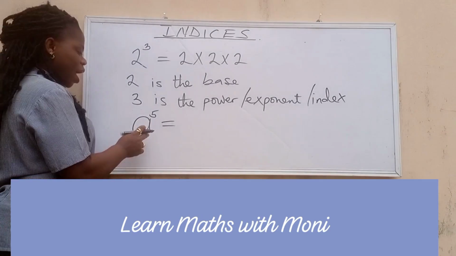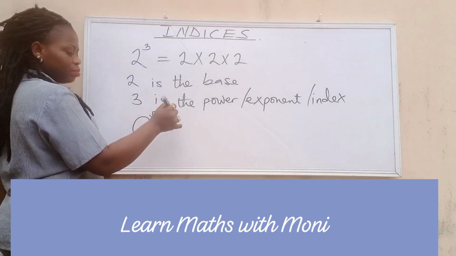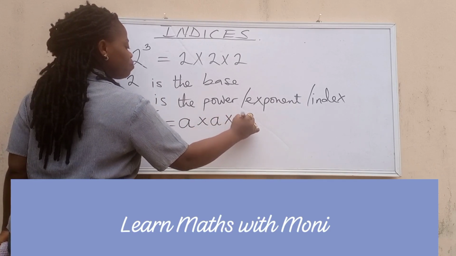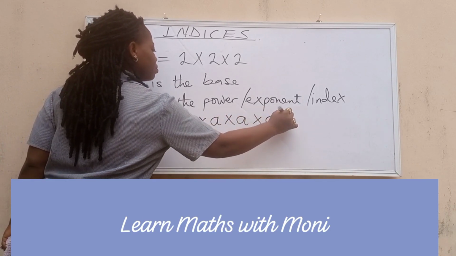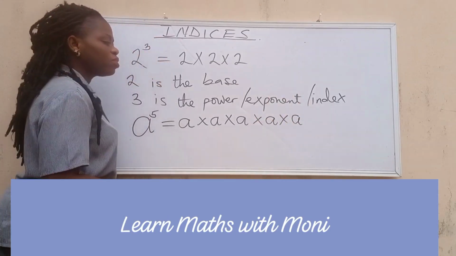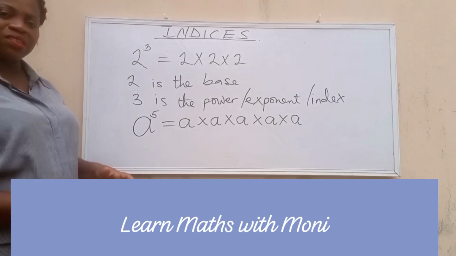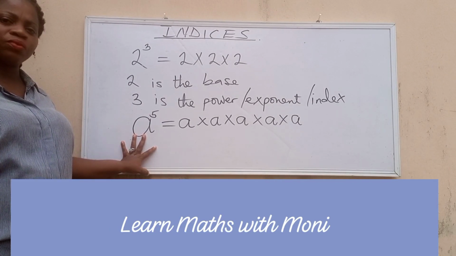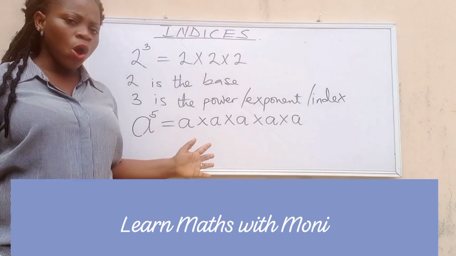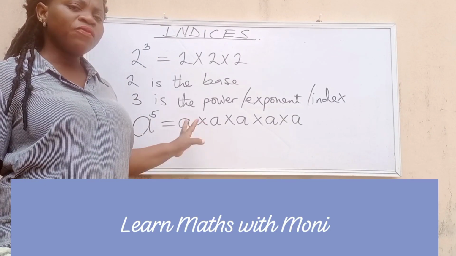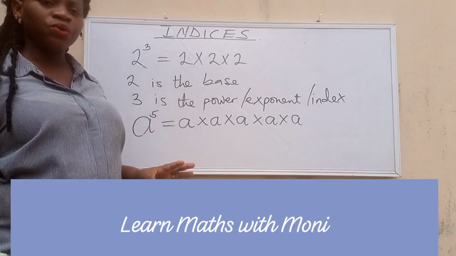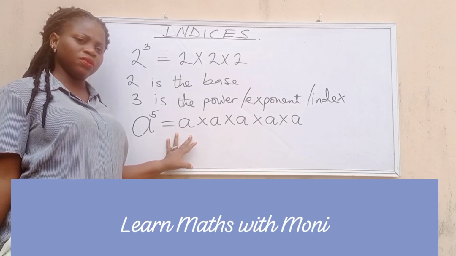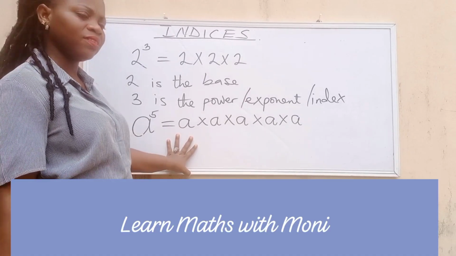So in this case where I have a raised to power 5, that means a multiplying itself in 5 places. That is the meaning of a raised to power 5. There are laws governing the operations with indices. Let us quickly look at these laws. Laws of indices.